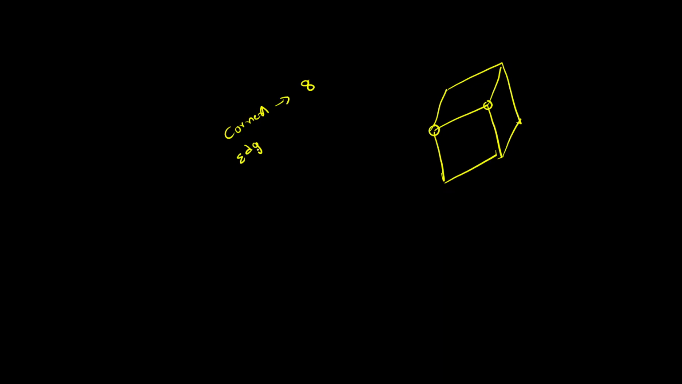How many edges does a cube have? The line which joins two corners is known as an edge. You will find 12 such edges. And then, how many faces does a cube have? Face is a square which is formed with 4 edges. This is what is known as a face. You will find 6 faces.